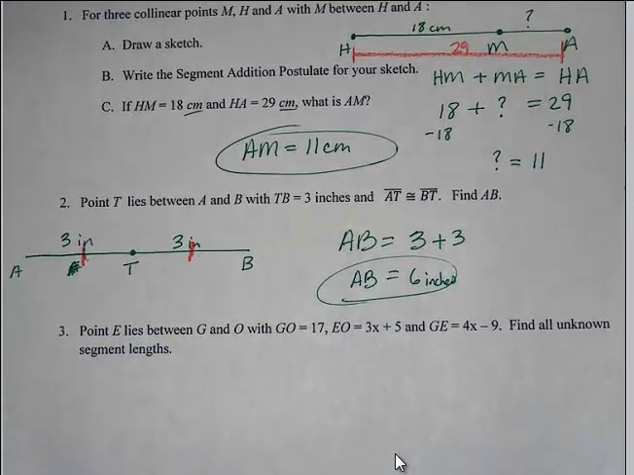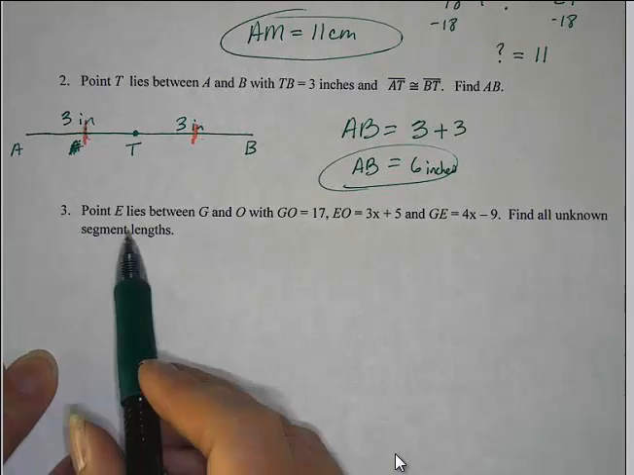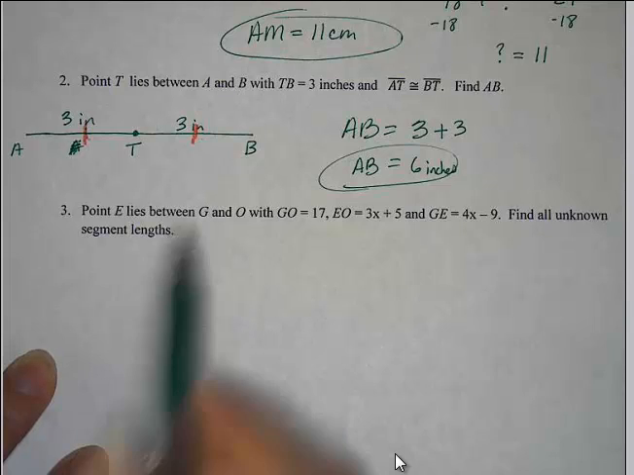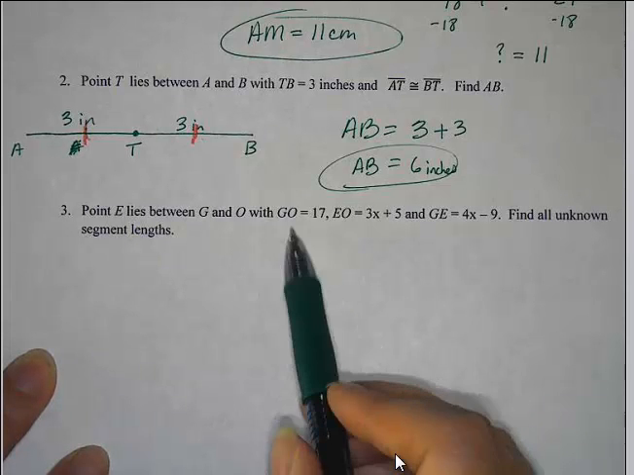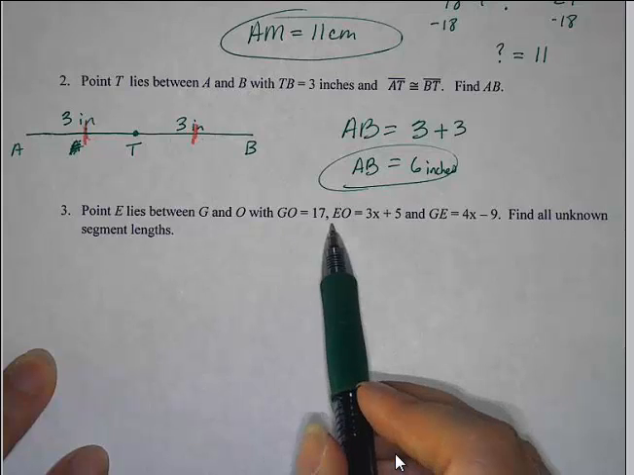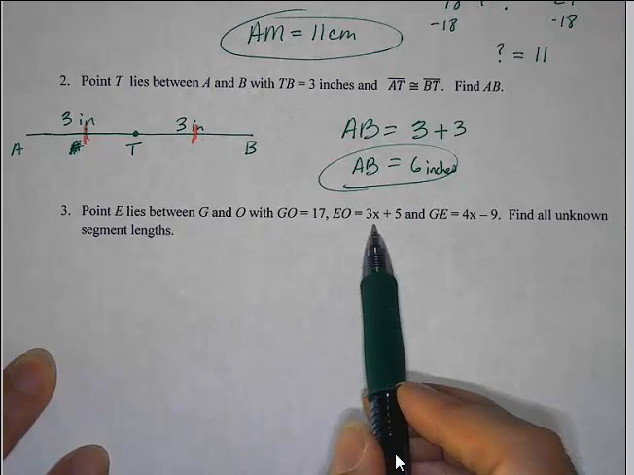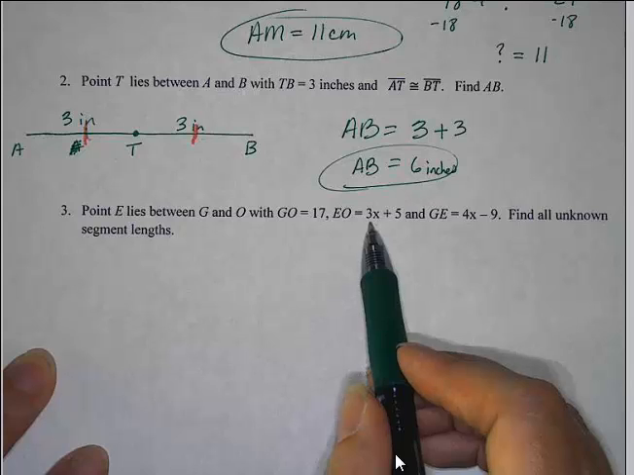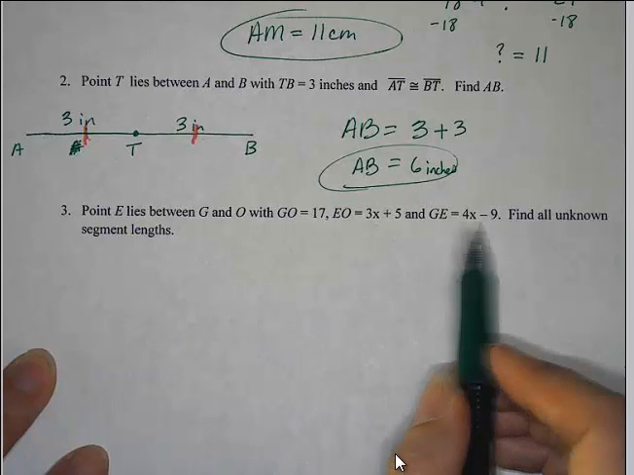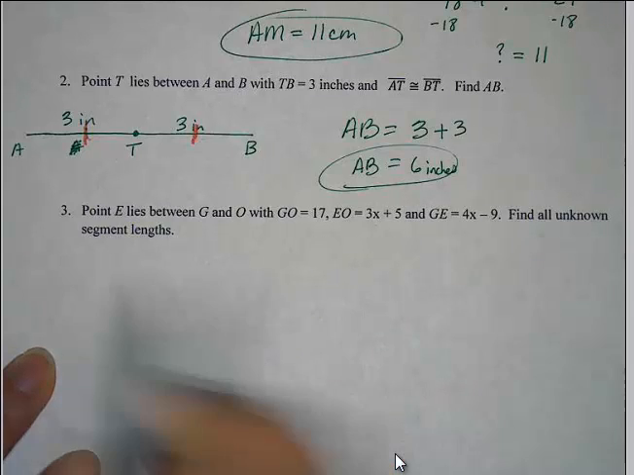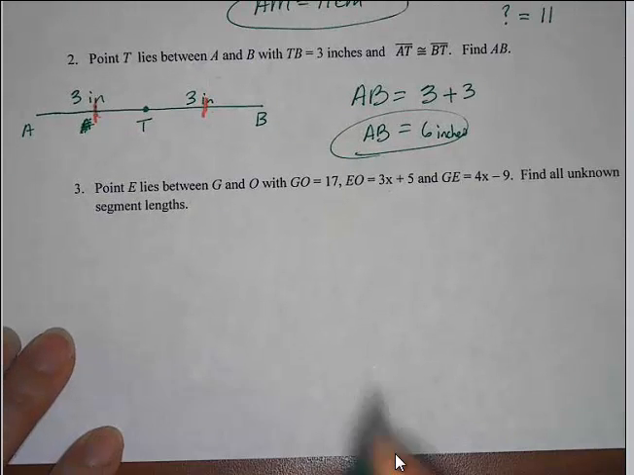And our final example. On this one, we have point E lying between points G and O. I'm not going to make the same mistake, and I'm going to read the whole thing before I draw it. From G to O, it's 17 units, and from E to O, we have this algebra expression for that, so we'll get to that, 3x plus 5. And G to E is another algebra expression. Find all unknown segment lengths. So this is definitely one for a picture.